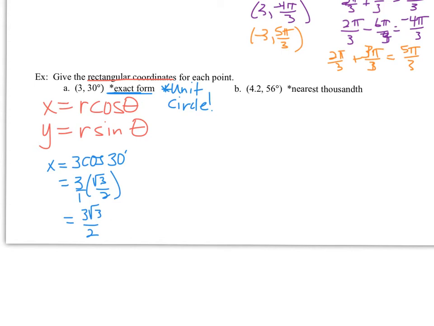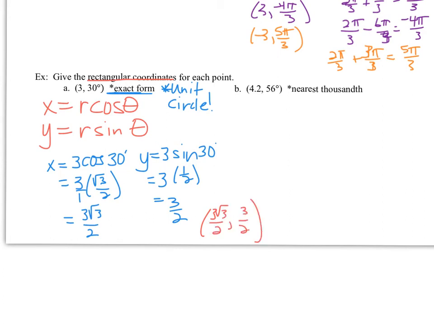That's the x-coordinate. The y-coordinate is r sine theta, 3 times sine 30 degrees. Sine at 30 degrees, anybody recall that coordinate? That was positive 1/2. 3 times 1/2 would just be 3/2. The ordered pair then is 3 radical 3 over 2, comma, 3/2. That would put you in quadrant 1 on your rectangular coordinate system.